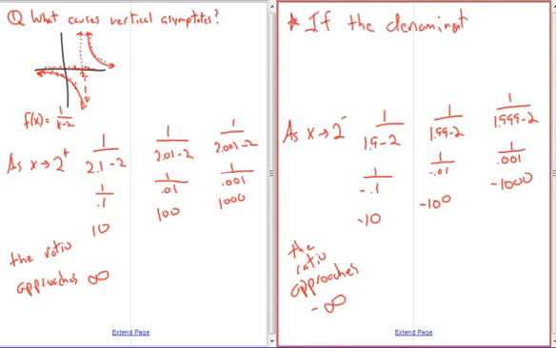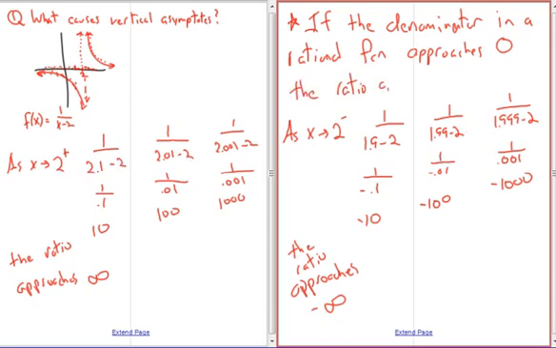So if the denominator in a rational function, so in a ratio, approaches 0, which we have approaching 0 here, then the ratio will approach either plus or minus infinity. All right, so we kind of see we might get some infinite limits there.